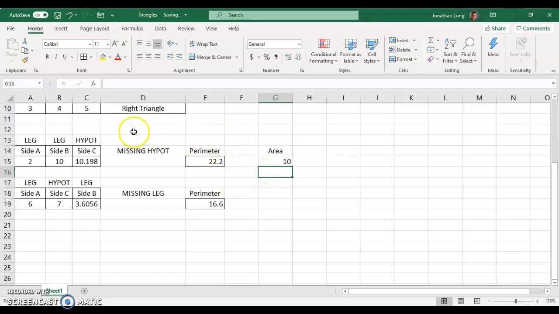All right, so go ahead and set up your Excel so you now have the perimeter section put in, and that's it. Good job.